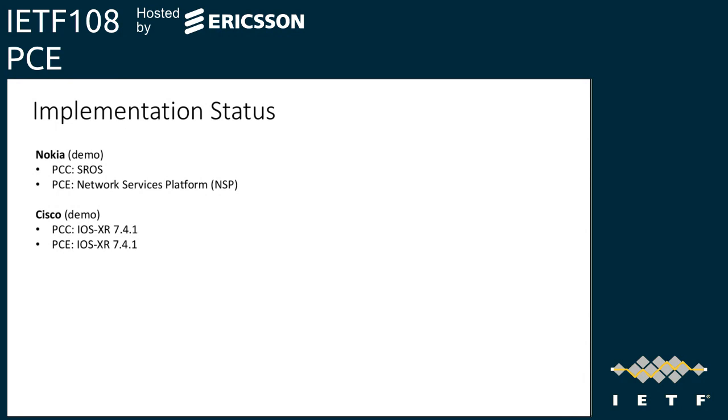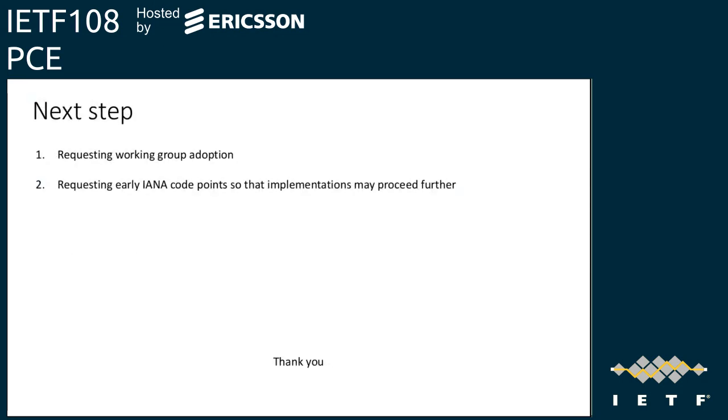On implementation status, at the moment both Nokia and Cisco have implementations on PCC and PCE. If there's anybody else that has implementations, please let me know. Next slide, please. The next step we're hoping for is, one, working group adoption. Along with that, the E flag bit needs to be allocated by IANA, so we're hoping to get early code point allocation so that the implementations may proceed further. And that's all I have. Thank you.